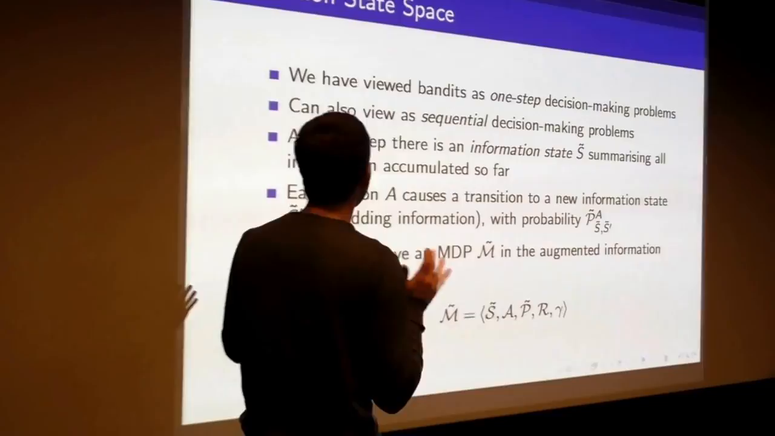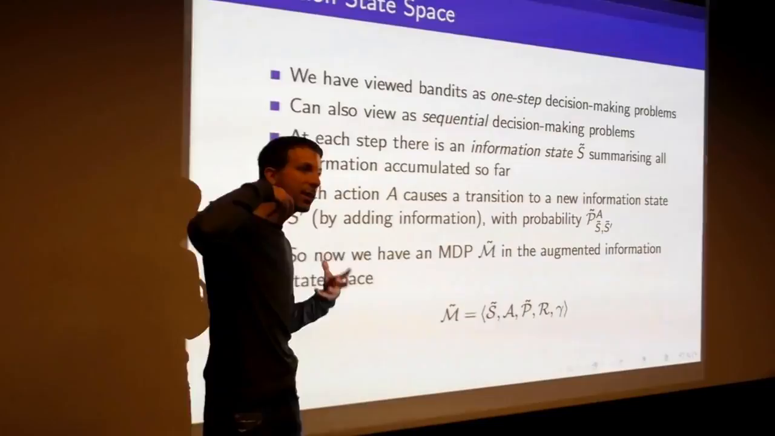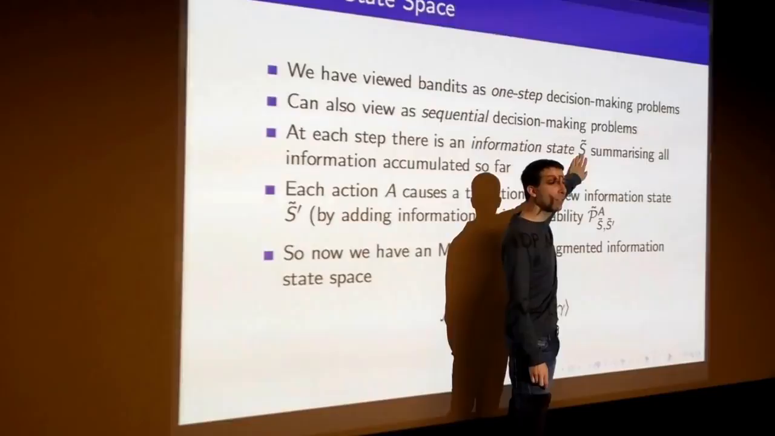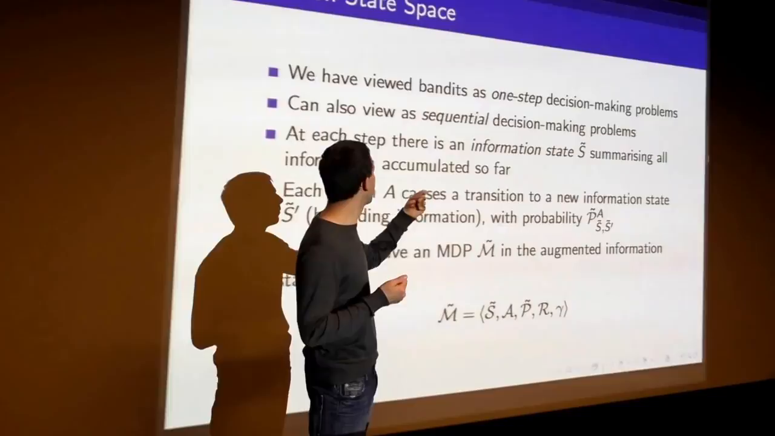So the way we can do this is to think of an information state space. We're going to now transform our bandit problem back into an MDP, into a sequential decision-making problem. And the way we're going to do this is we're going to think about an information state, this S tilde here. That's what we know so far. This is a summary of all the information we've accumulated so far.